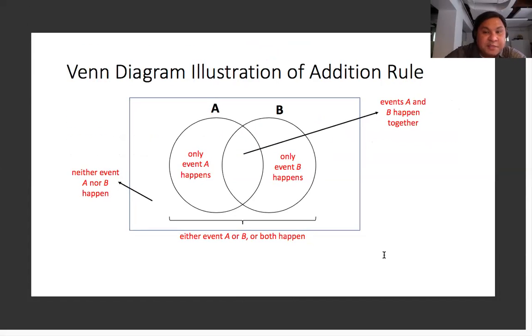All right, so this one is a Venn diagram illustration of the addition rule.